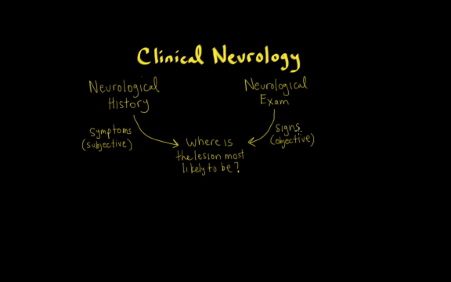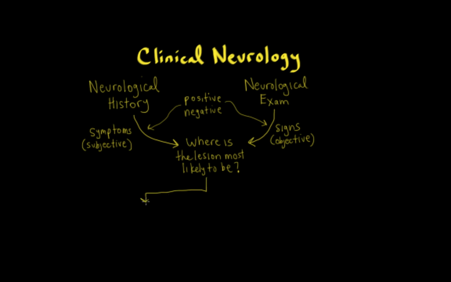and put those two things together to help us figure out where the lesion most likely is. Now, when we're talking about symptoms and signs, we're either dealing with positive symptoms and signs, which is extra things that the patient shouldn't have, or negative symptoms and signs, which is something that the patient should have that's not there. And these both are applied to symptoms and signs. Okay? And that helps us figure out where the lesion most likely is.